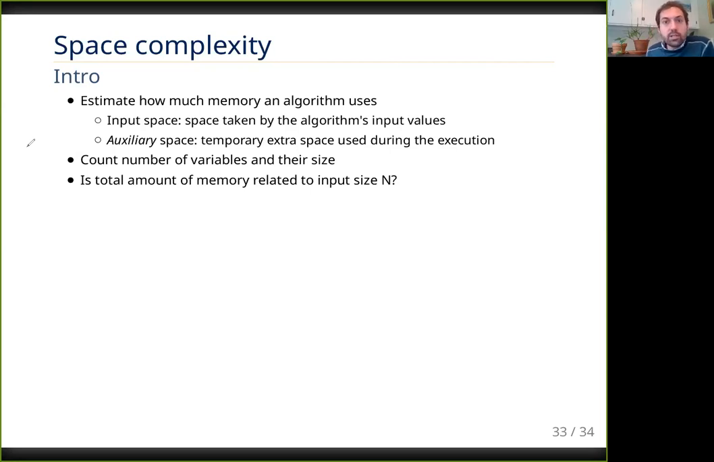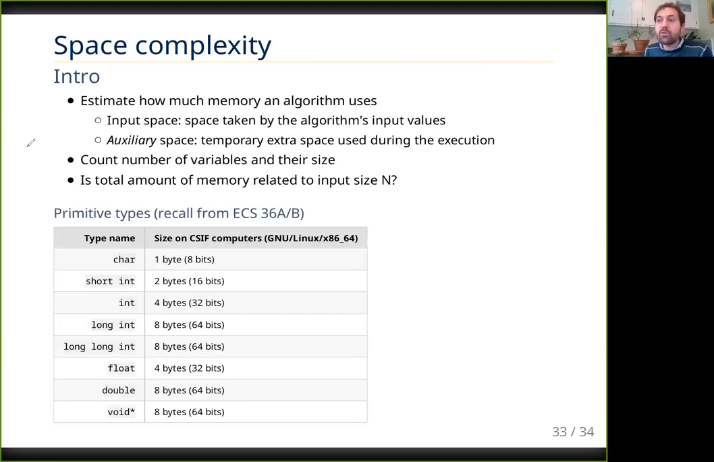Overall, what we want to do is a little bit like before, but instead of counting statements, we want to count the amount of memory that is created. So all of the variables and their sizes, and then try to come up with a number that is a function of the input size n. Just as a reminder, because we work here in C++, variables are declared with types, not like Python, for example. And each of those types has a different size.